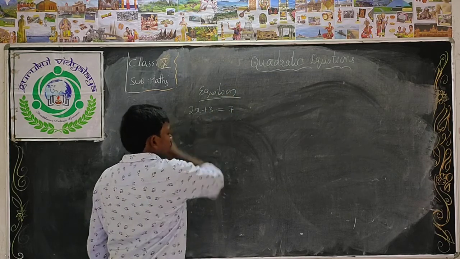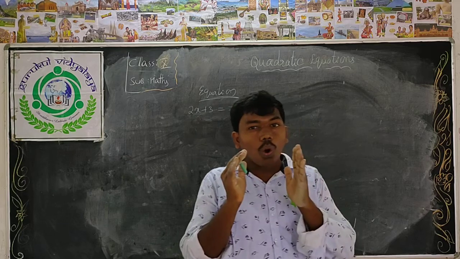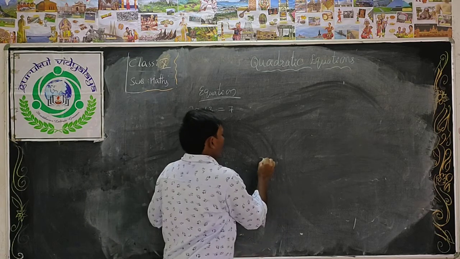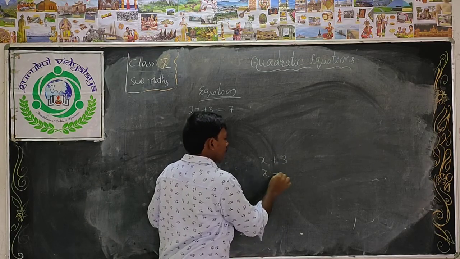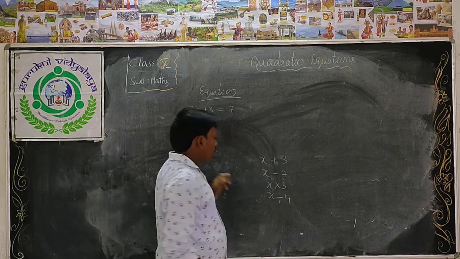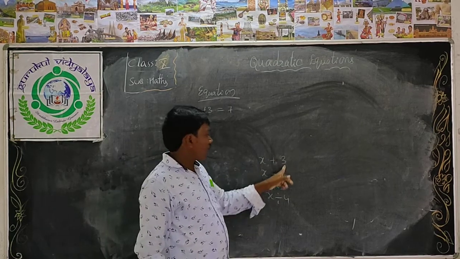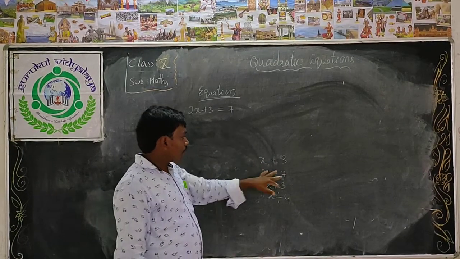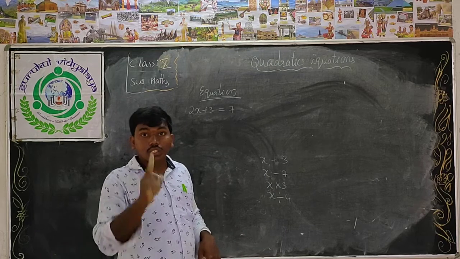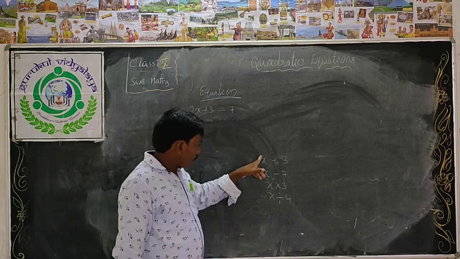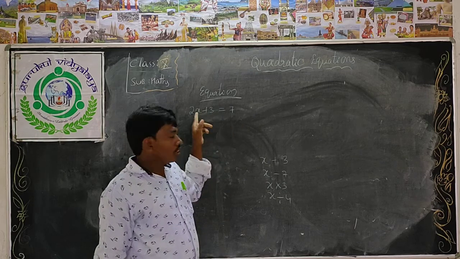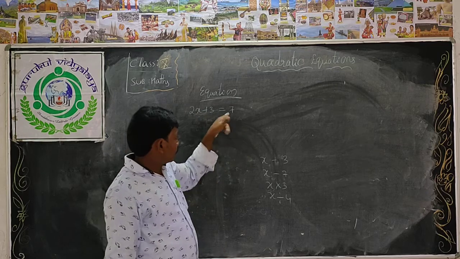Again I am telling about equation. An equality of two algebraic expressions. How do you know about algebraic expression? I will tell. x plus 3 or x minus 7, x into 3 or x divided by 4. See, these are the variables, these are the constants. The combination of variables and constants with arithmetic operations is called an algebraic expression.